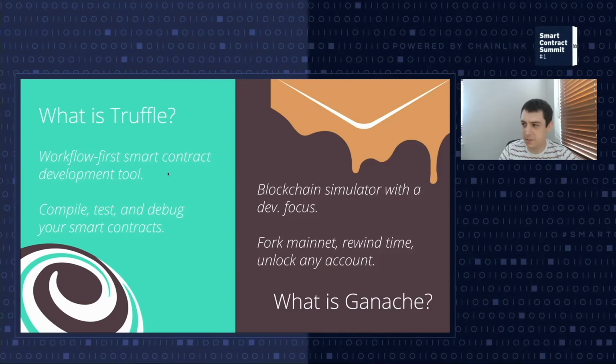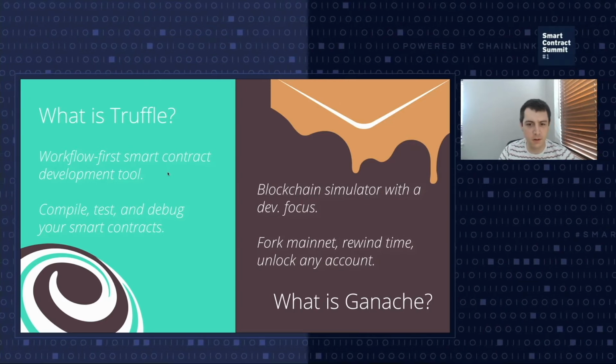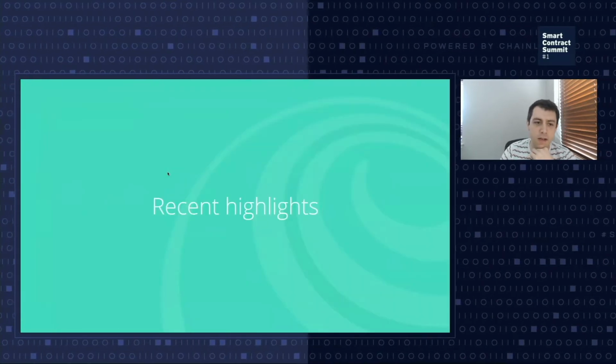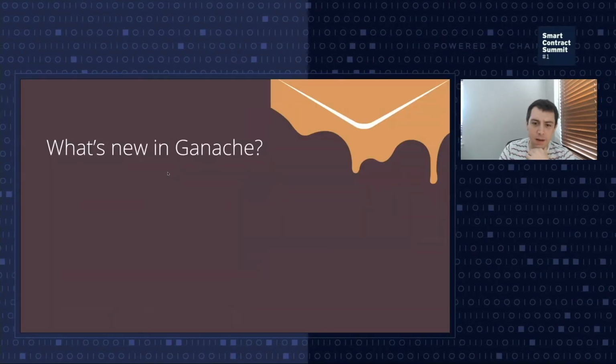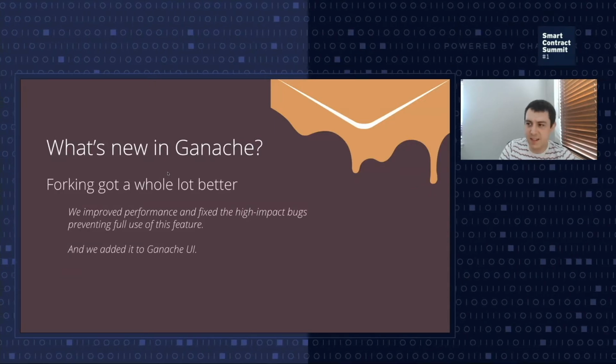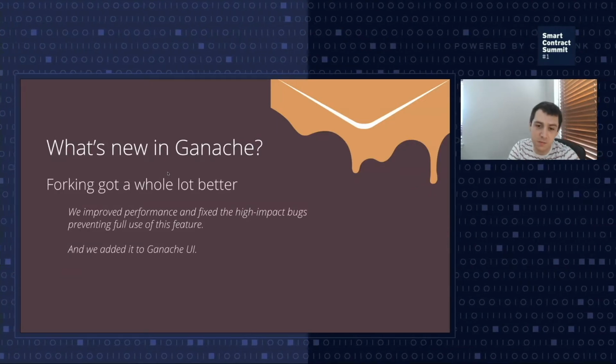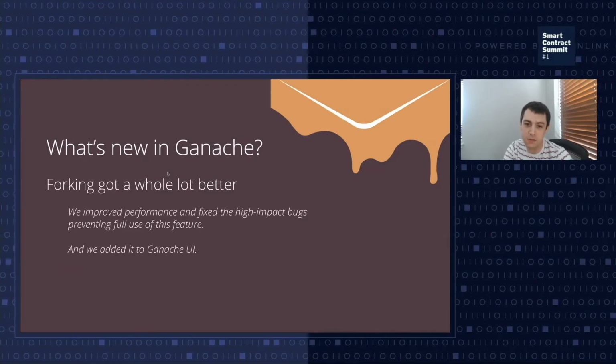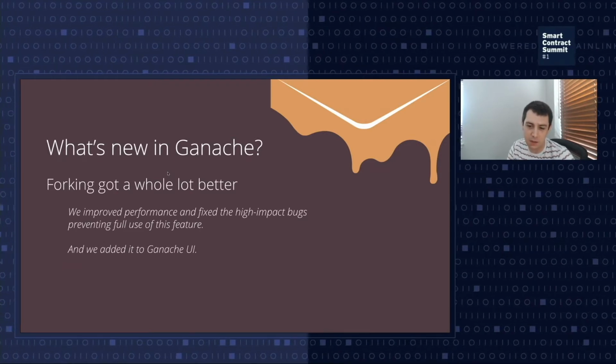So I'm going to assume most of you are somewhat familiar, so I'll go into maybe some features that you may have missed. In Ganache, we've been heads down on some new stuff, but we do have some recent features. We've fixed a number of forking bugs, so the forking functionality is a lot more reliable.